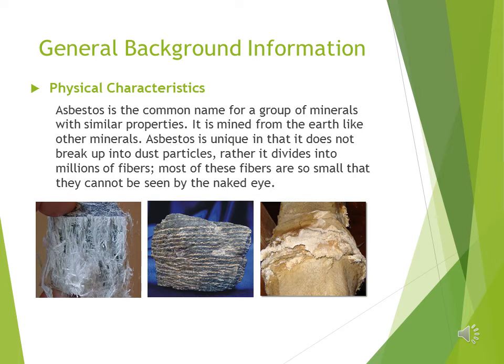Let's start with general background information. Physical characteristics. Asbestos is the common name for a group of minerals with similar properties. It is mined from the earth like other minerals. Asbestos is unique in that it does not break up into dust particles. Rather, it divides into millions of fibers. Most of these fibers are so small that they cannot be seen by the naked eye.